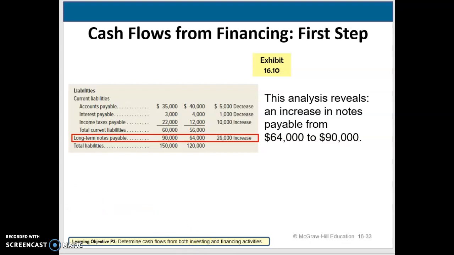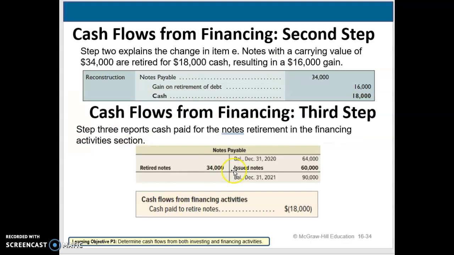So our notes payable transaction, the first step in the analysis of the notes is to review the comparative balance sheets that are shown here. And the analysis is going to reveal an increase in notes payable from $64,000 to $90,000. Once we know that $26,000 increase, then we can look at our next step.